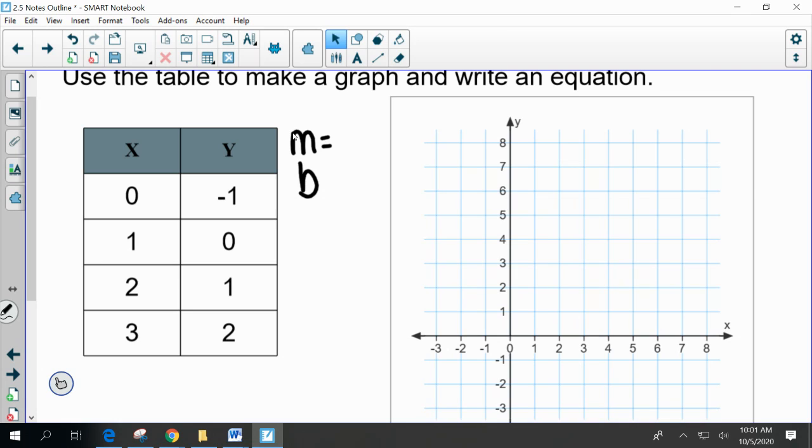So look, to find b, look where x equals 0, and the y that goes with that would be your y-intercept. So right here at -1, where x equals 0. So my b is -1.